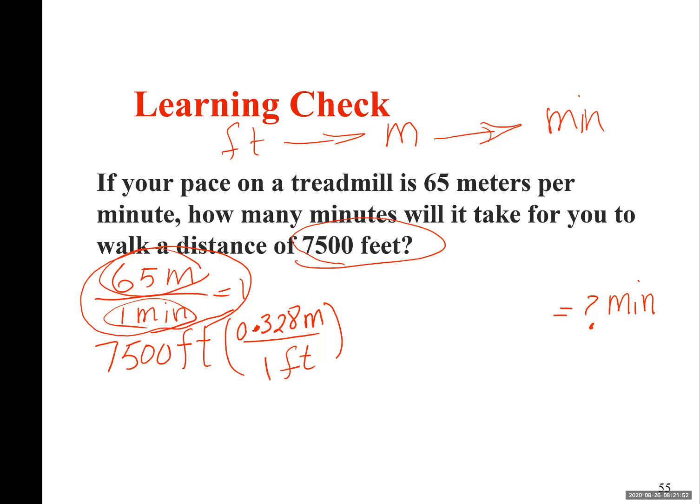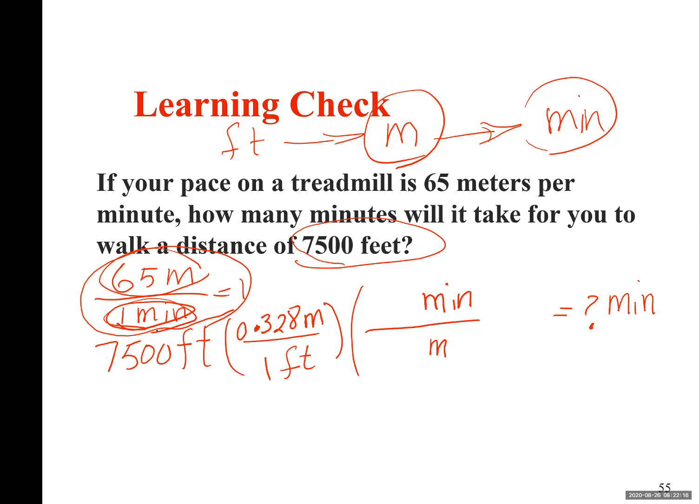So now I'm going to meter, yes? And remember, this is an equation. And then I want to cancel meter. So why don't I write meters on the bottom? And I want to go from meters to minute, so I can write minutes on the top. And according to the table, every 1 minute you are moving 65 meters. So every 1 minute is related to 65 meters, according to this information.